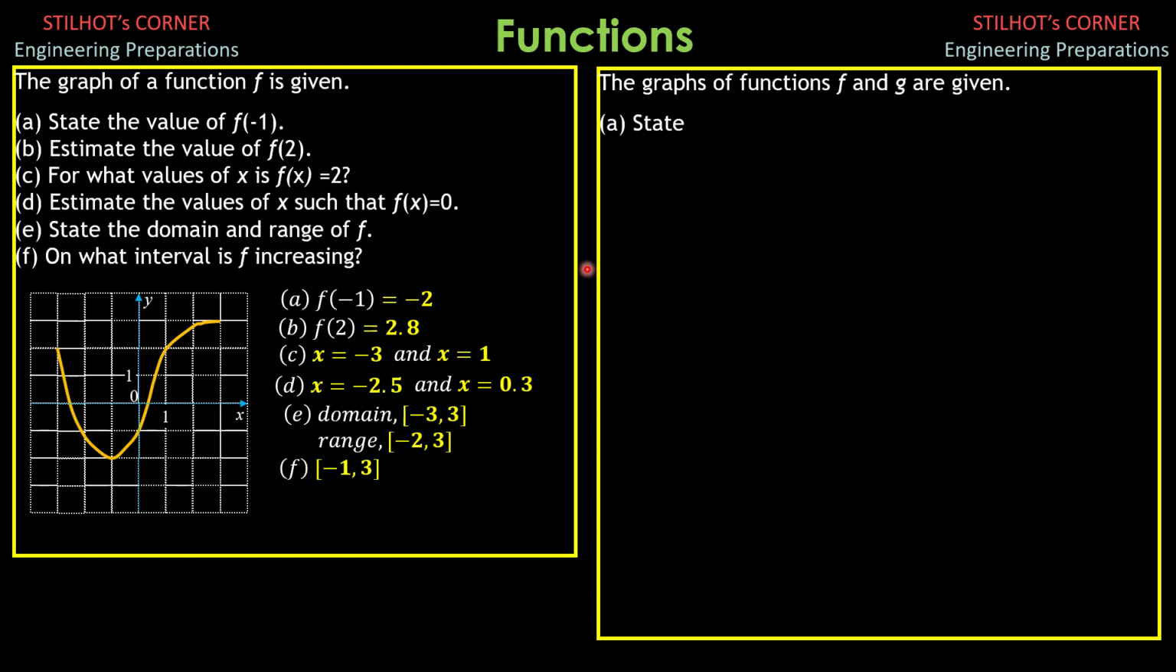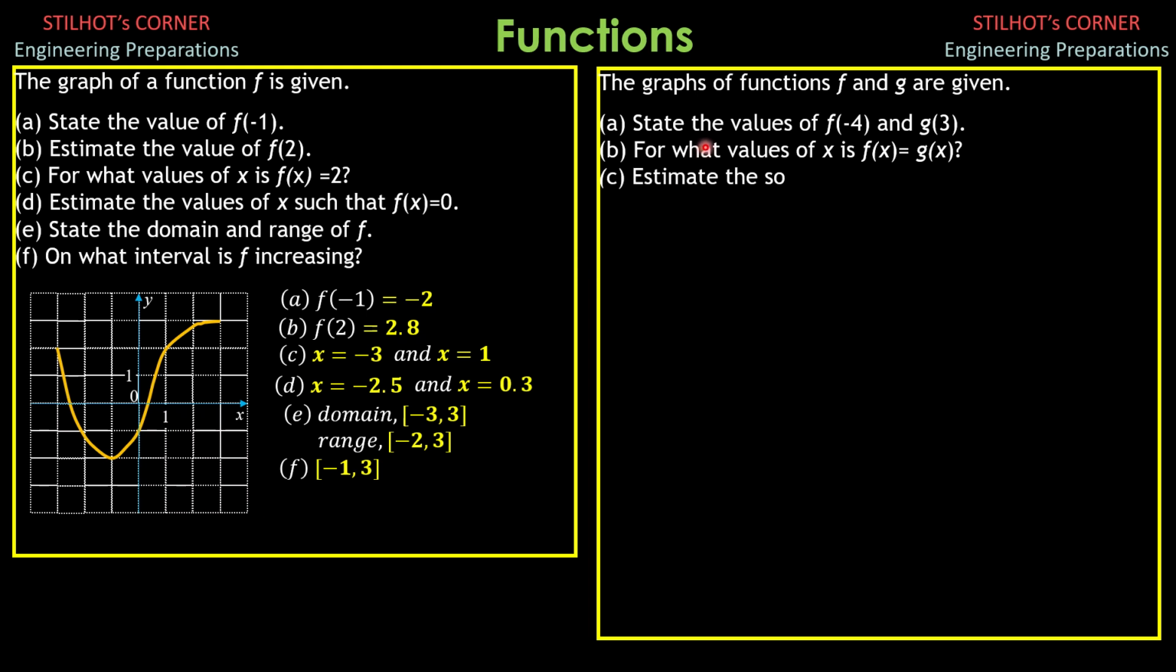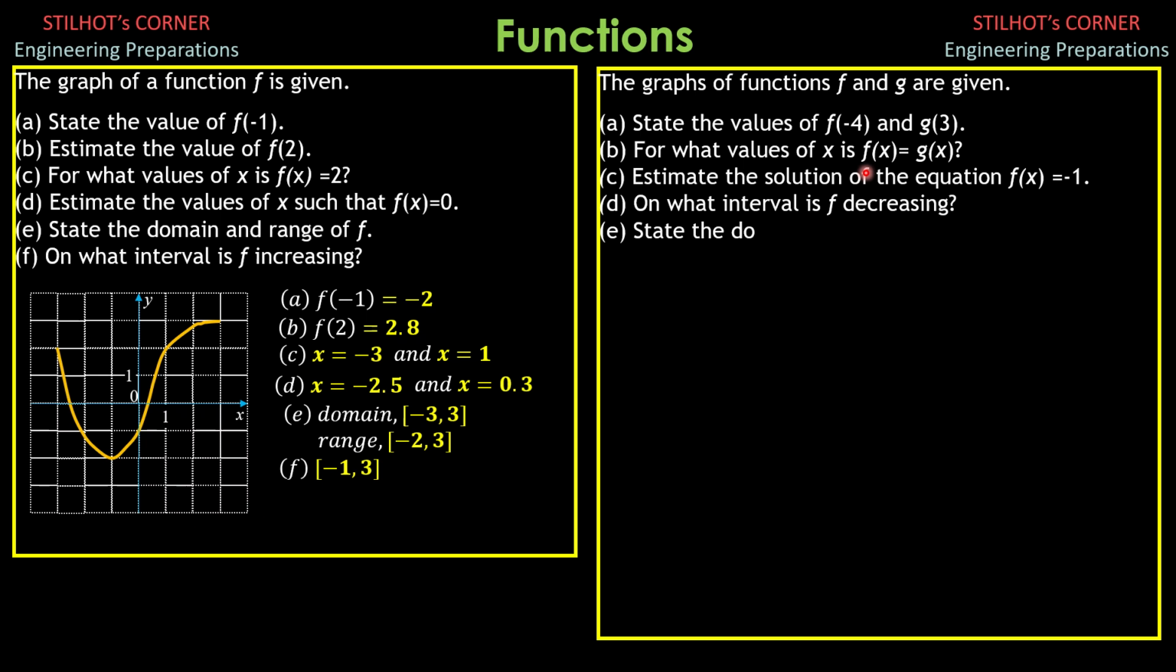The graphs of functions f and g are given. State the values of f of -4 and g of 3. For what values of x is f of x equal to g of x? Estimate the solution of the equation f of x equals -1. Then on what interval is f decreasing? State the domain and range of f. State the domain and range of g.